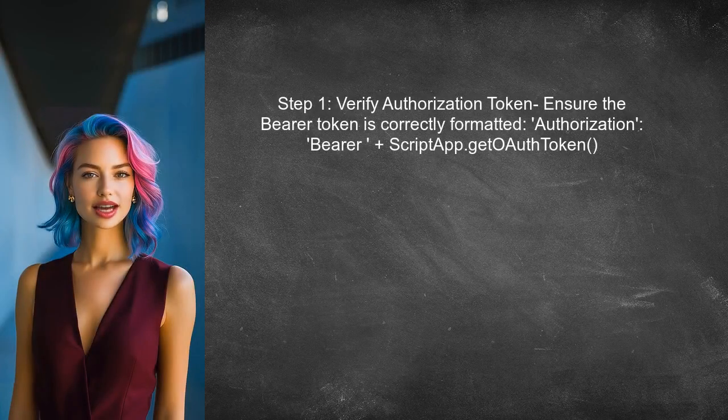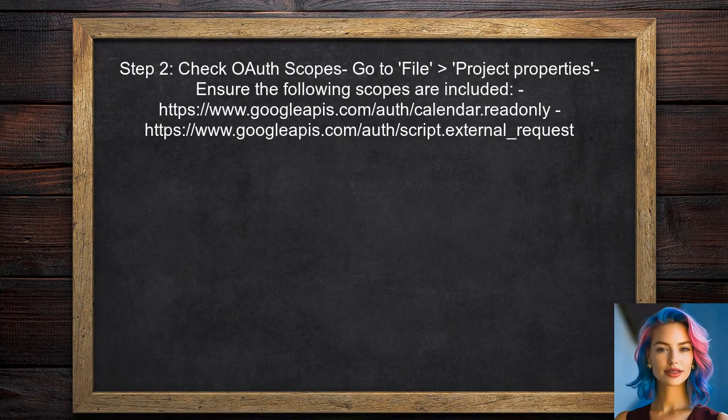every time. To begin resolving the user's issue, we need to ensure that the authorization token is correctly passed in the request. The user is already using the bearer token, which is a good start. Next, the user should check if the OAuth scopes are correctly set in their AppScript project. This is crucial for accessing the Google Calendar API.